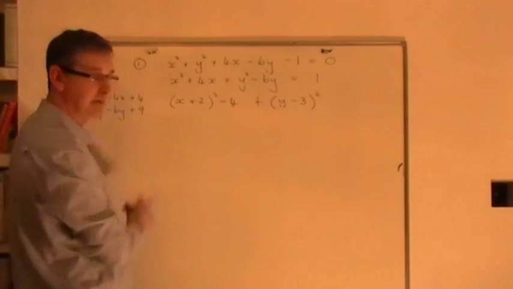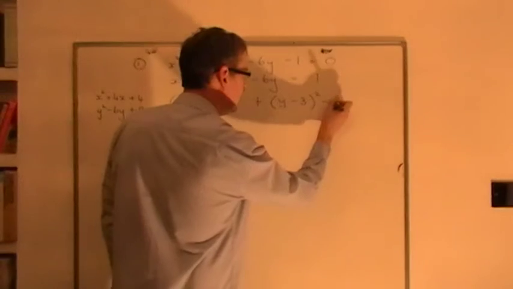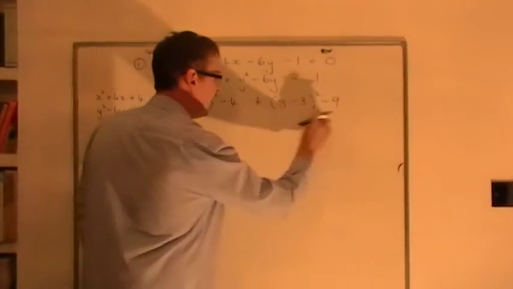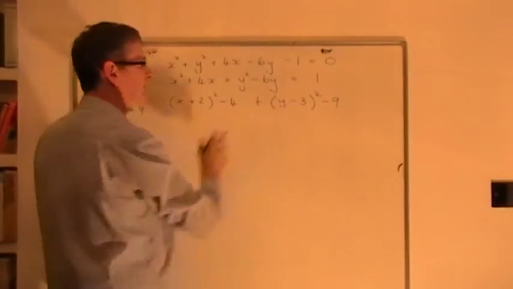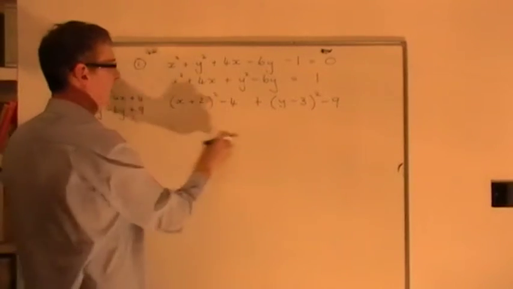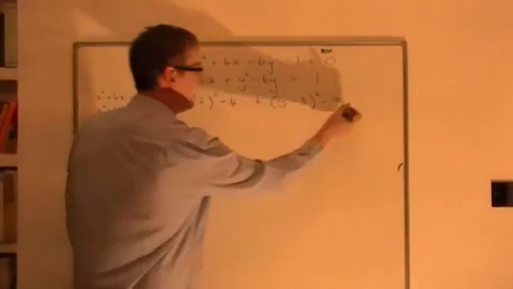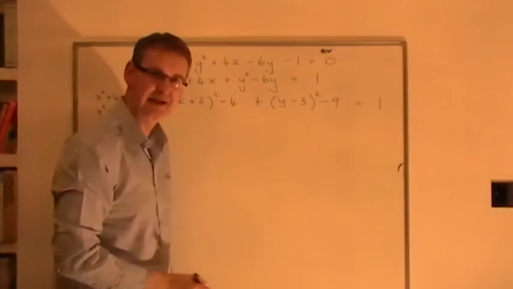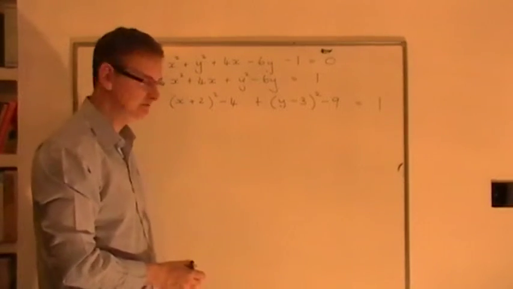So you have to get rid of the plus 9. So we subtract 9 to compensate. Now that is the same as that. So that's the same as that, that's the same as that, and we leave equals 1. Exactly the same, that doesn't change.